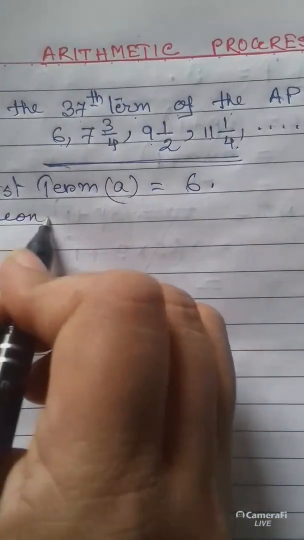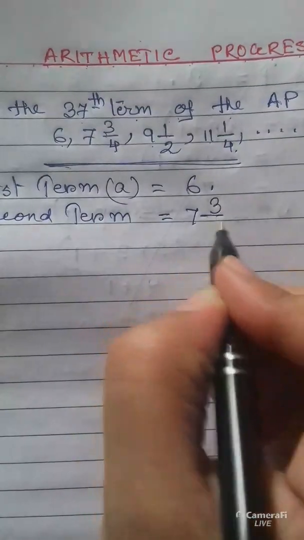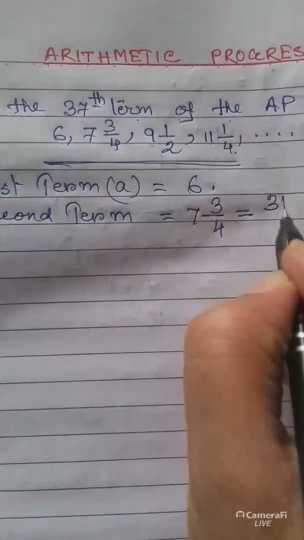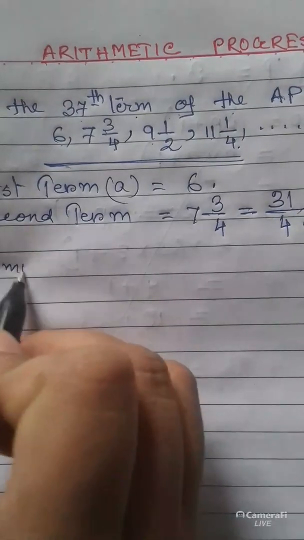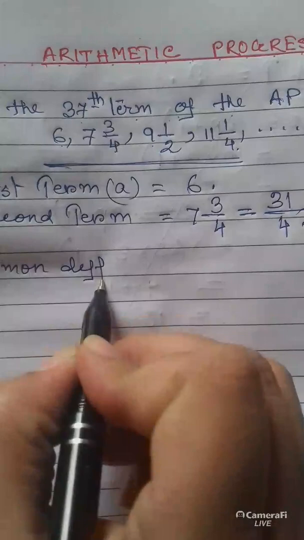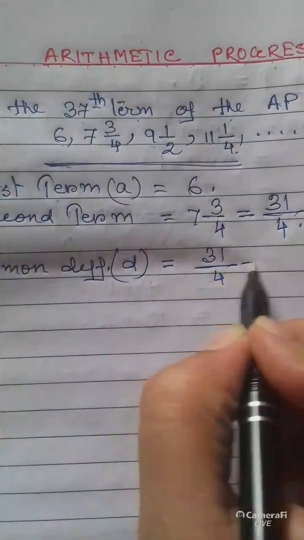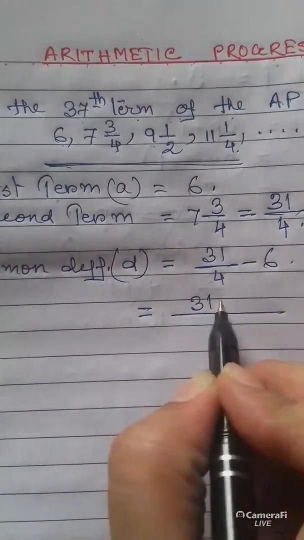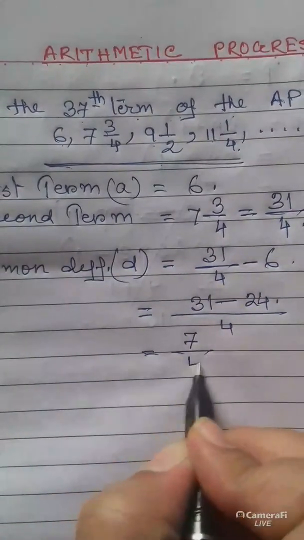A equal to 6, second term equal to 7 whole 3 by 4, which means 4 sevens are 28, plus 3, 31 by 4. Therefore, common difference means second term minus first term. So 31 by 4 minus 6. 4 LCM, 31 minus 4 sixes are 24, means 7 by 4.